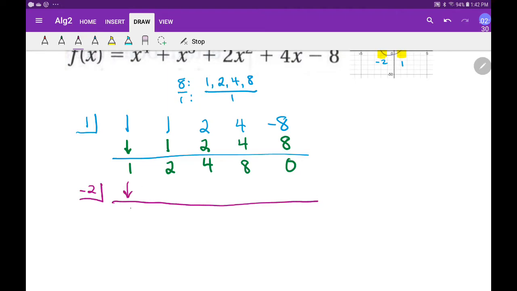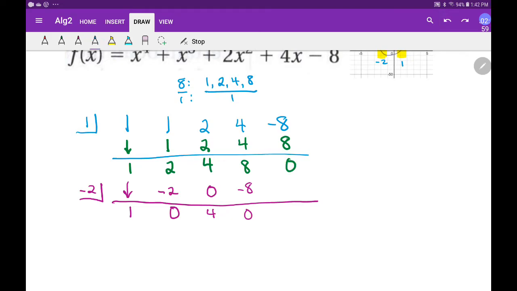We'll say 1 comes down. -2 times 1 is -2. I get a 0 when I add it to 2. Times -2 is 0. 4 plus 0 is 4. Times -2 is -8. I get 0. I guess I didn't need to keep going there. Sorry about that. This was where I should have stopped right there. I don't count that, do I?